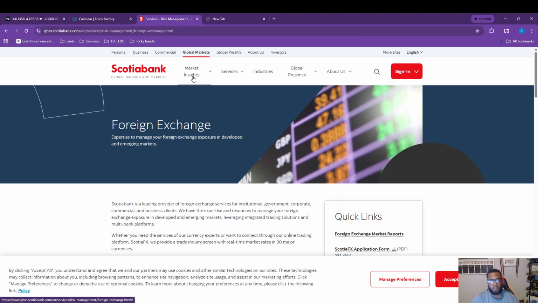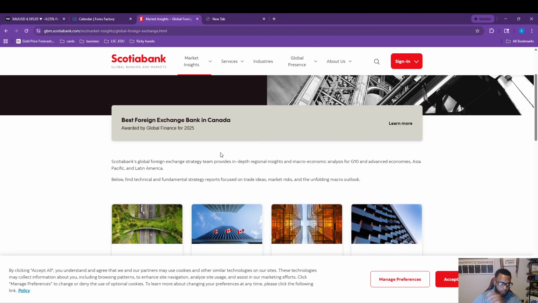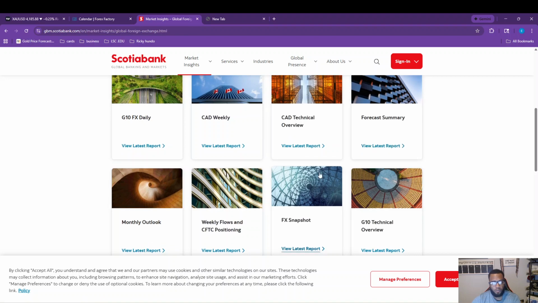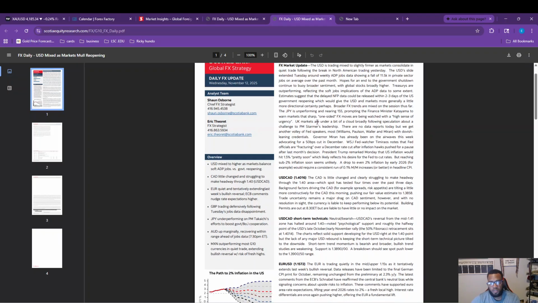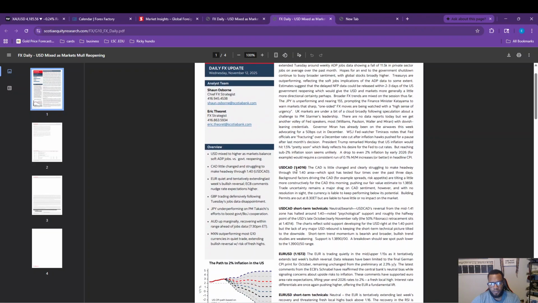Using ChatGPT, what I do is I'll go here to market insights and go to global foreign exchange, right? And this gives me the daily reports of what's going on in the Forex market. So I'll click here. Hope my computer is not starting to lag, because it seems like it's moving kind of slow. So then it gives me these reports, right? What I really like about it is that it gives you ranges and numbers that you could kind of look for.